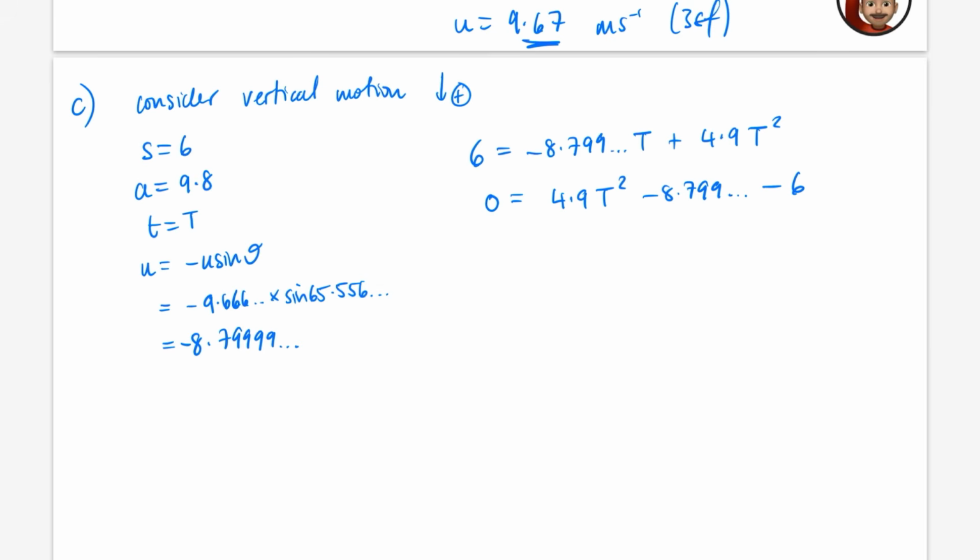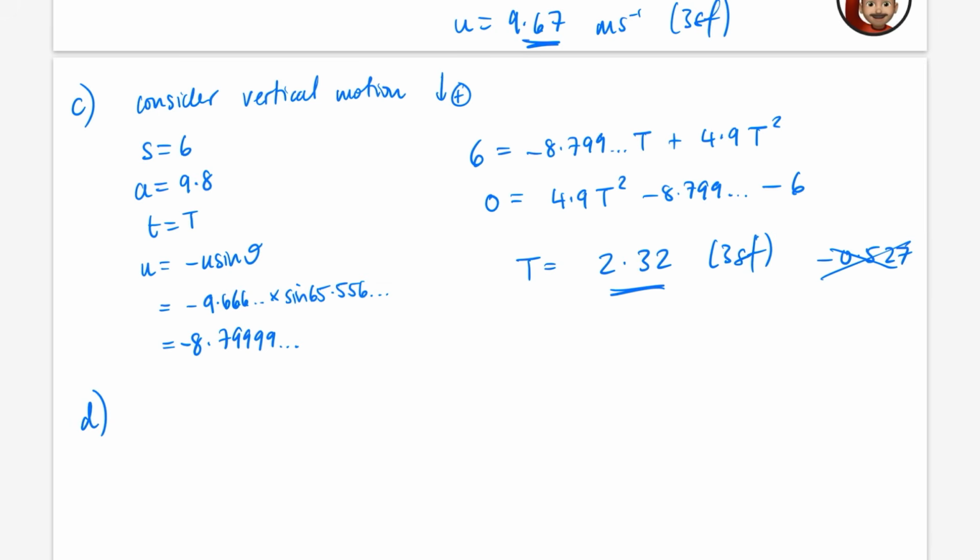So I'm going to go on my equation solver for a quadratic. I'll put 4.9 as the first part, minus 8.79999 and minus 6. And we get that t is equal to either 2.32 or negative 0.527, but it doesn't make sense to have a negative. So we're just going to write down 2.32, and that is to 3 significant figures.